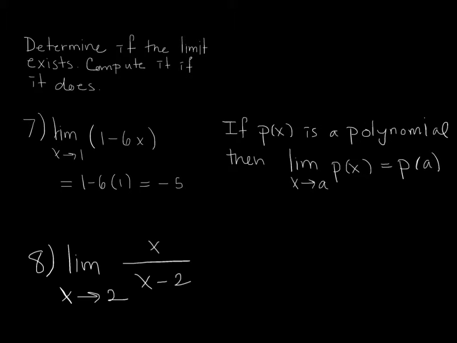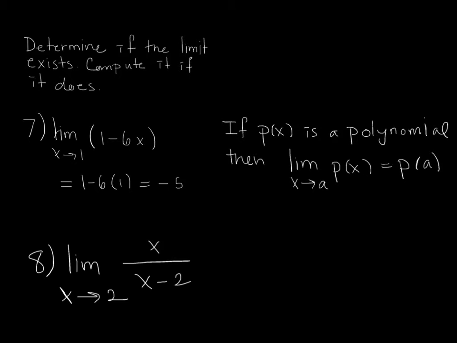For number 8, we have a fraction of polynomials. Now when dealing with a fraction, a function over a function, you need to be careful if the denominator is approaching 0. If the denominator is approaching 0, you may have problems. In general, if the denominator approaches 0 but the numerator does not, then the limit does not exist. Notice here that the denominator approaches 0 but the numerator does not approach 0.